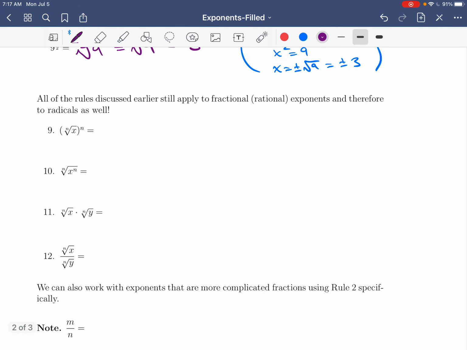So now the rules that we had before still apply even when the exponent is rational or a fraction. So if you take the nth root and then you raise it to the power n, that's just x. Again, I should write this is assuming the nth root of x is defined. So if n is even, then x has to be positive; even though raising it to that power would get rid of the negative, you have to be positive there.